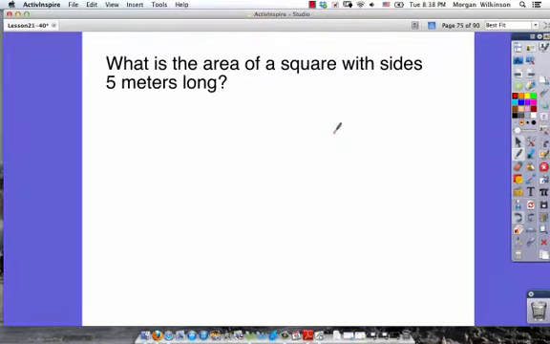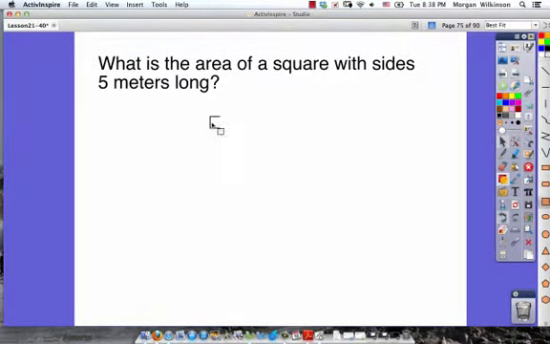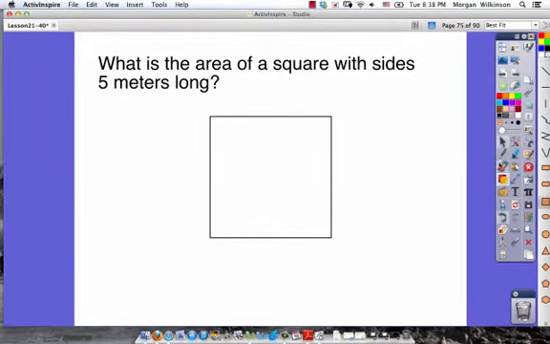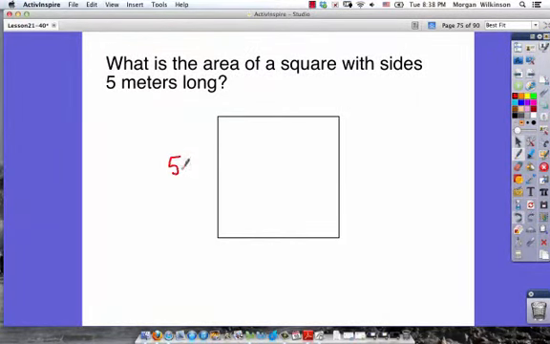What is the area of a square with sides 5 meters long? Let's go ahead and draw out a square. We've got our square tool here. We know each side is 5 meters long, so m means meters. We can use the abbreviation whenever possible. And we know that area of a square is just equal to the length times the width. So area of a square, A, is equal to length, L, times the width, W. So the length is our horizontal distance, and our width is our vertical distance.